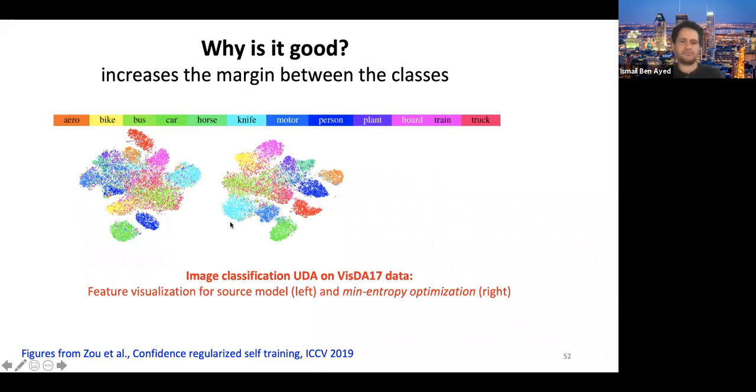This is a real example for image classification, where adding an entropy term yields a better separation of the data, in this example, for instance. So it increases the margin between the classes. So it should be interesting and useful as a structural prior to leverage your unlabeled data.